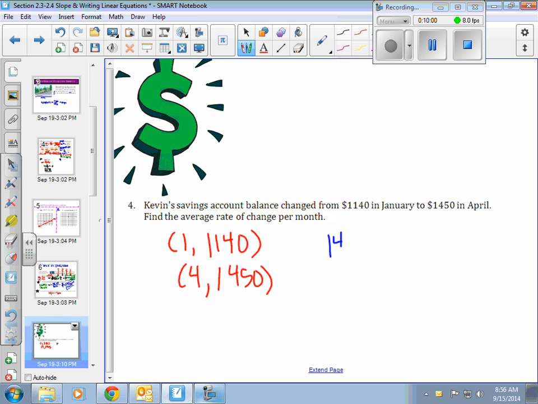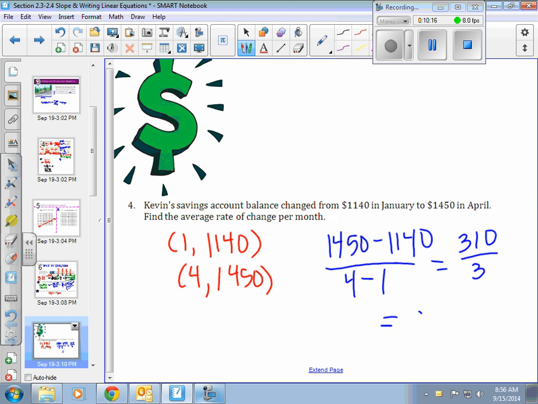We want to know the rate of change, so once again, we just need to find the slope. I would do my y2 minus my y1 all over my x2 minus my x1. 1,450 minus 1,140 gives me 310 divided by 3. If you calculate that out, that gives me 103.33, so $103.33. I need to figure out the label. The top is dollars and the bottom is the month, so it's $103.33 per month. It went up that much each month.